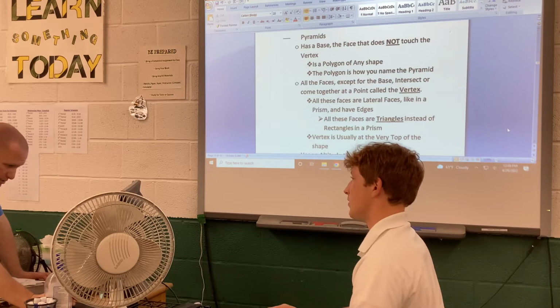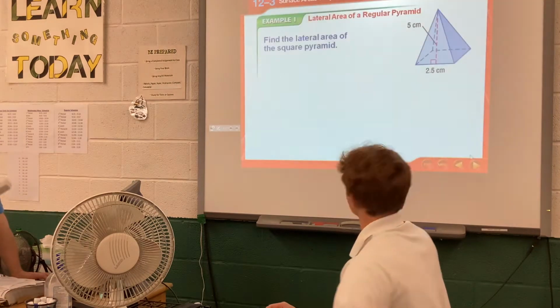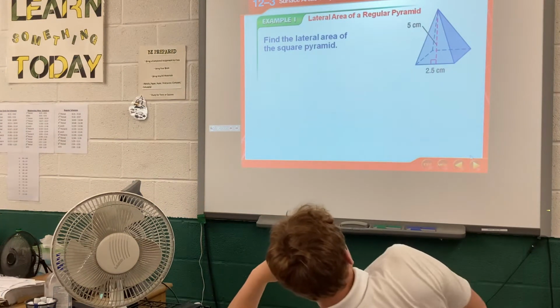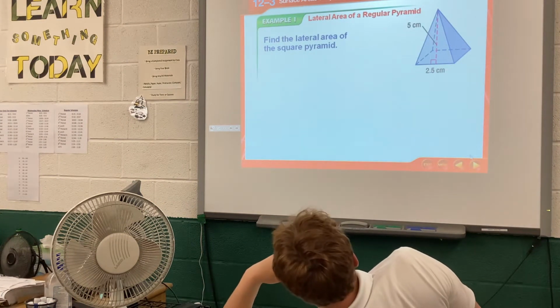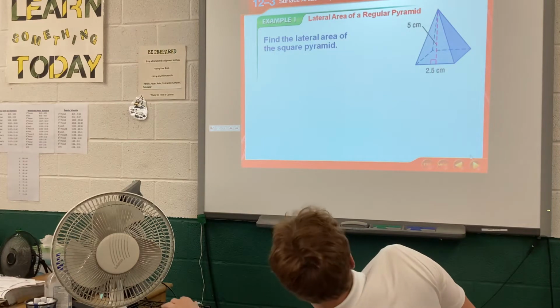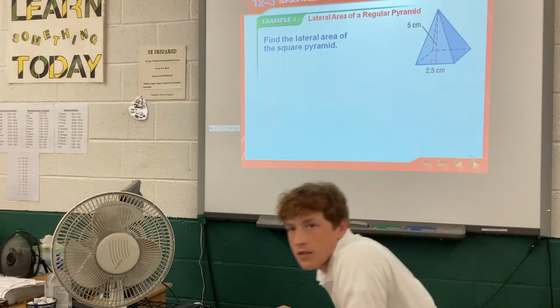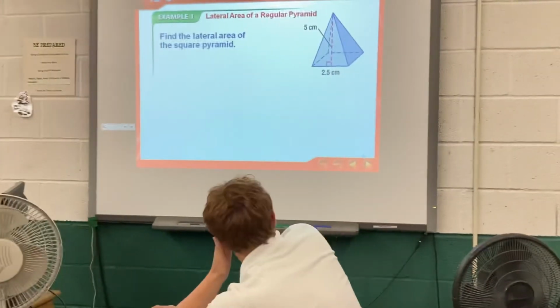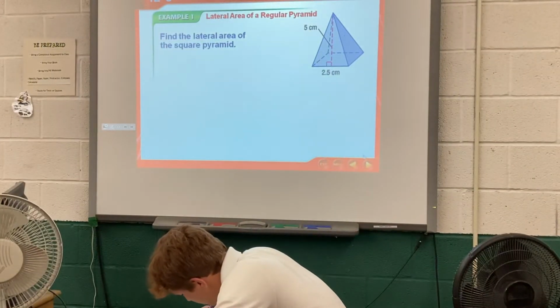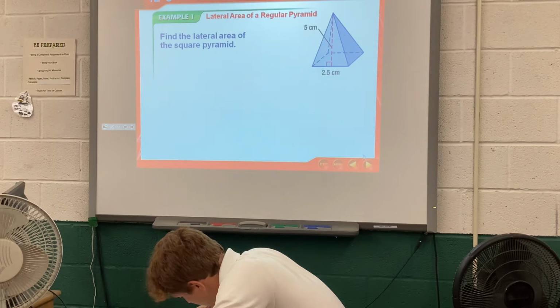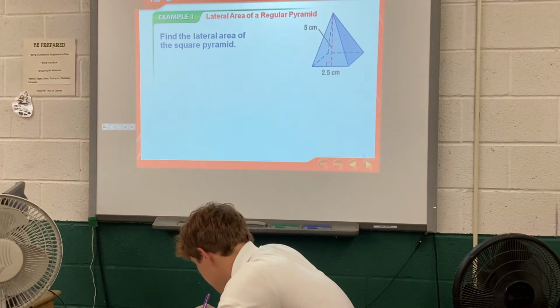So here's my first one. All right, so find the lateral area of the square pyramid. So first off, is it a regular pyramid? Yes, it's a square, right? If it's a square, it's got to be a regular pyramid. Okay? So again, you've got to read the directions essentially.